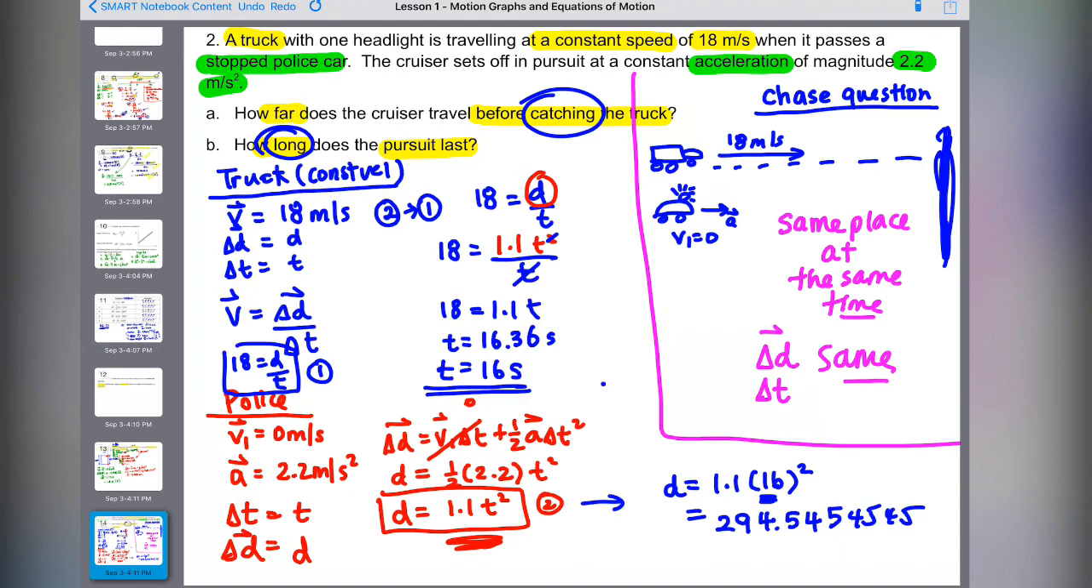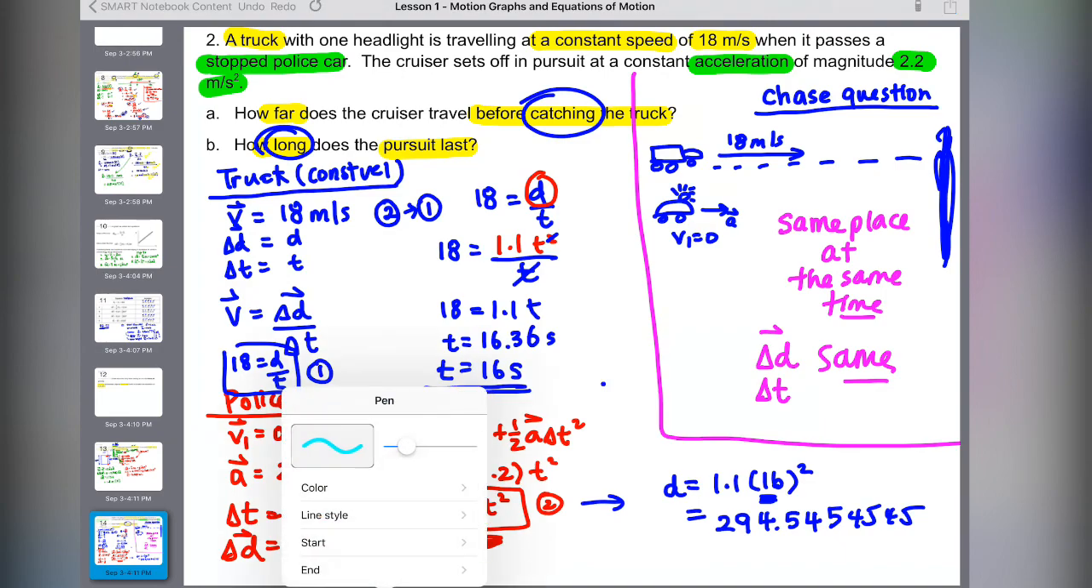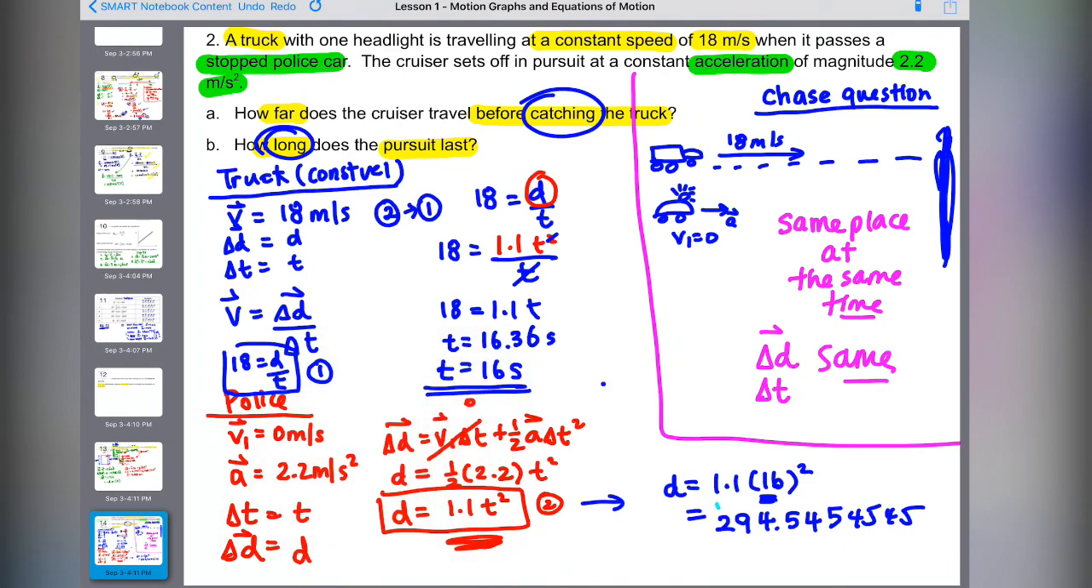And then I need to round it to 2 significant digits. So sigdigs has 2, meaning I'm going to round off everything to the back. And because that's less than 5, I'm going to be calling this 0. So the answer is 290 meters forward.